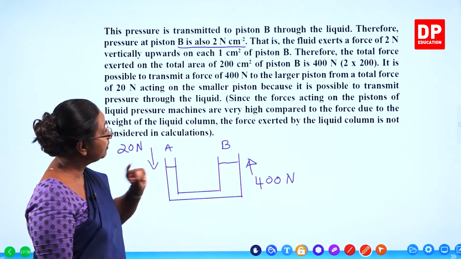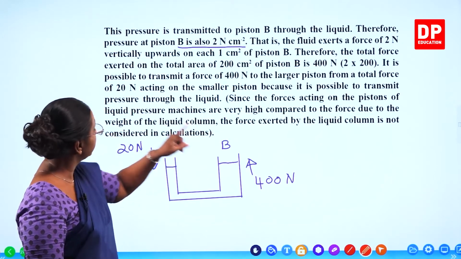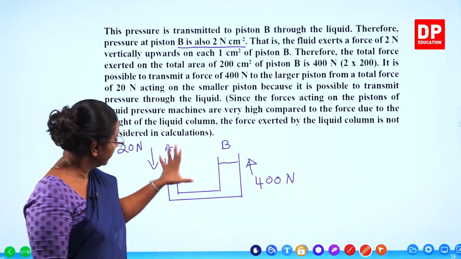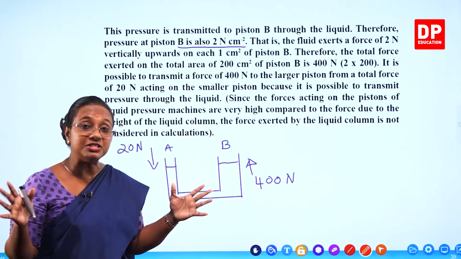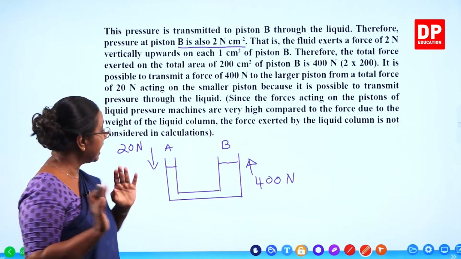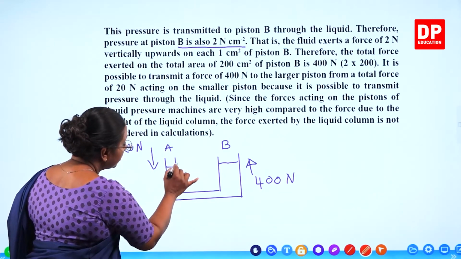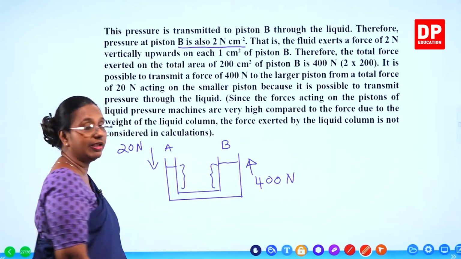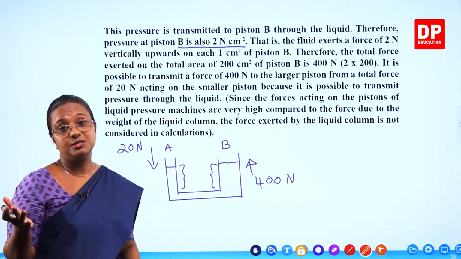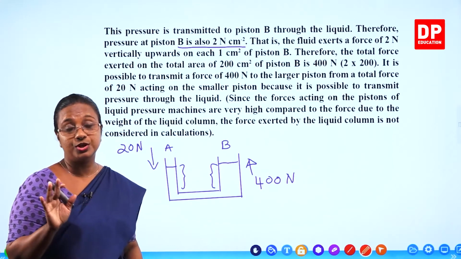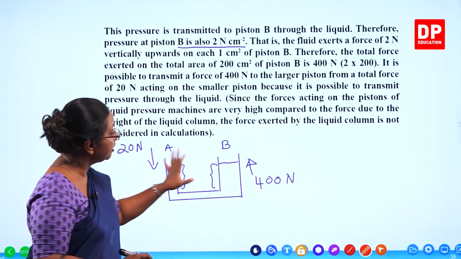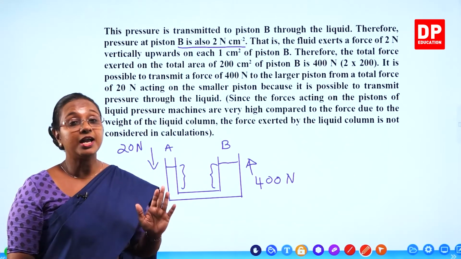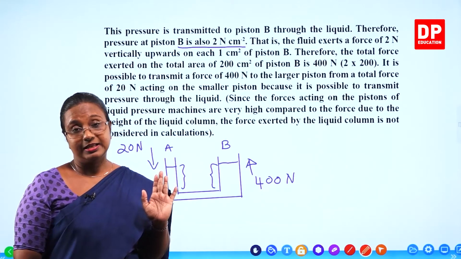And as I told you before, the forces acting on the pistons of liquid pressure machines are very high. So here normal pressures in the machines are very high. That is why we do not consider the pressure exerted by these two liquid columns. That is negligible. So I'm sure with all this explanation, you can understand the function of a hydraulic press correctly.